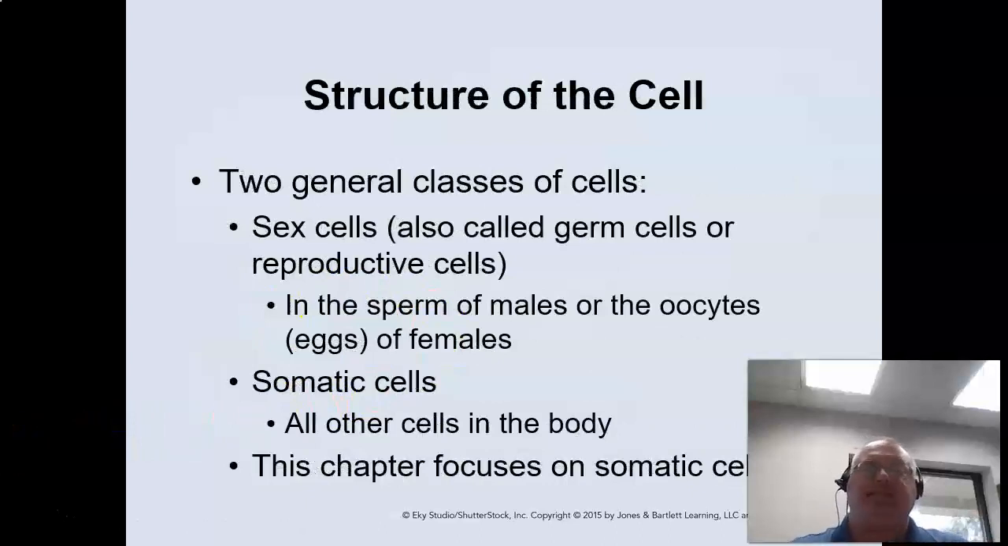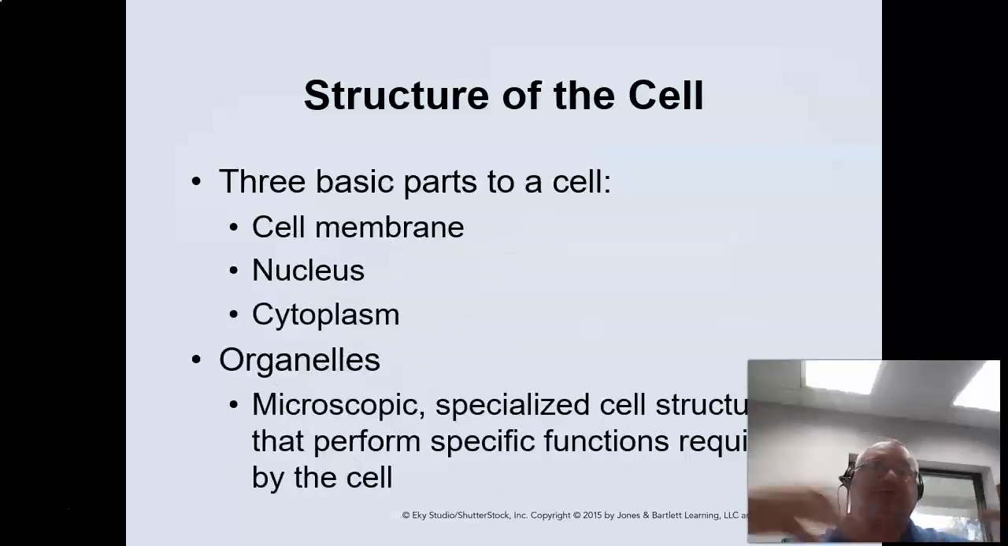So there's two general classes of cells: your sex cells and your somatic cells. And we're going to be focusing on the somatic ones. When we get to the reproductive section, we'll talk about not only mitosis, but also meiosis, where it splits at a different time. But mitosis is basically cell division, which we'll talk about a little bit later.